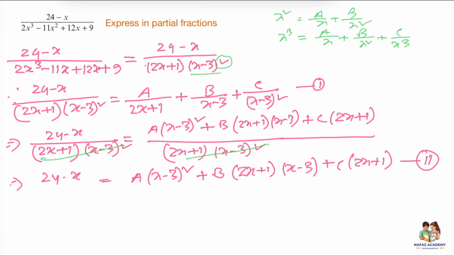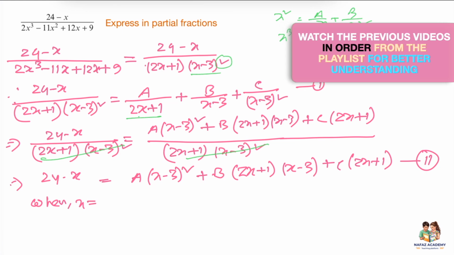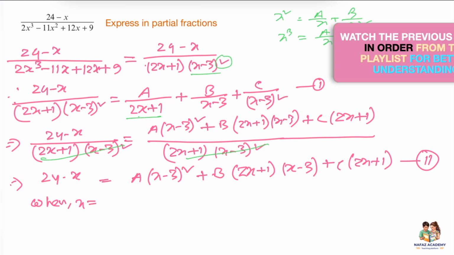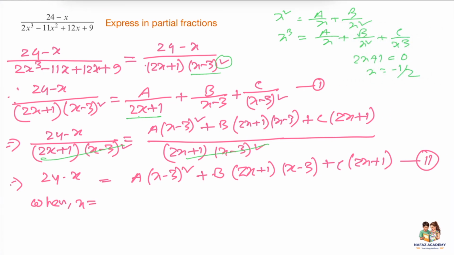And now we have to substitute the value of x in equation 2. So at first, which one do you want to substitute? There are two values, 2x plus 1 and x minus 3. So at first 2x plus 1 equals 0, then x equals minus half. So substitute x equals minus half in equation 2.